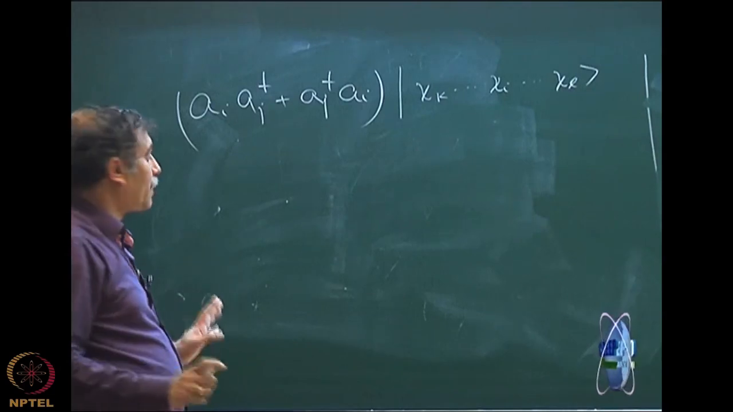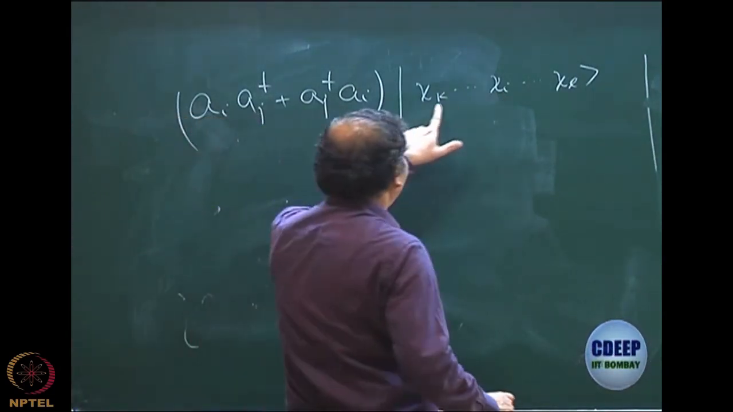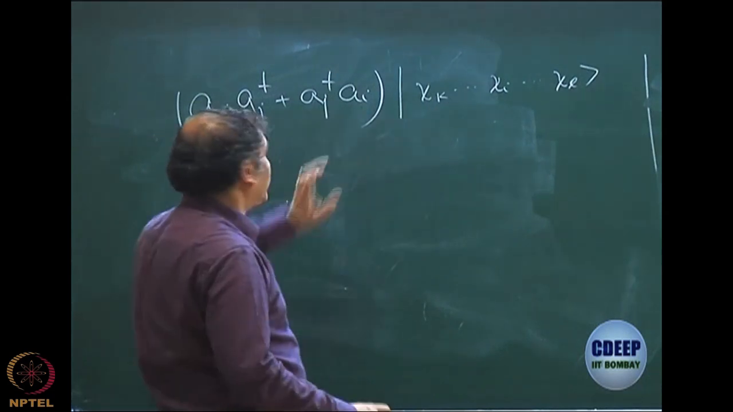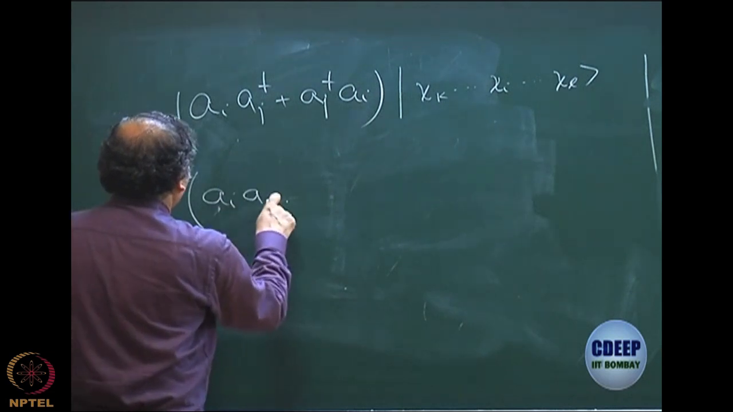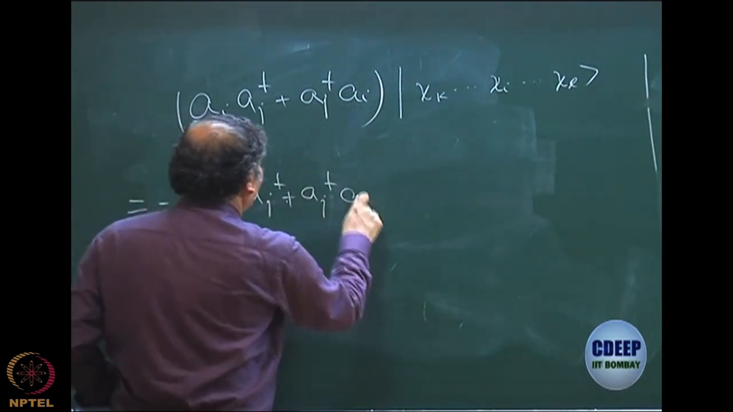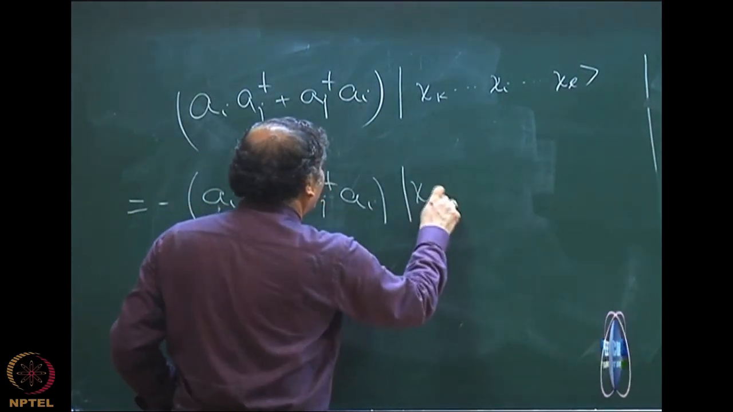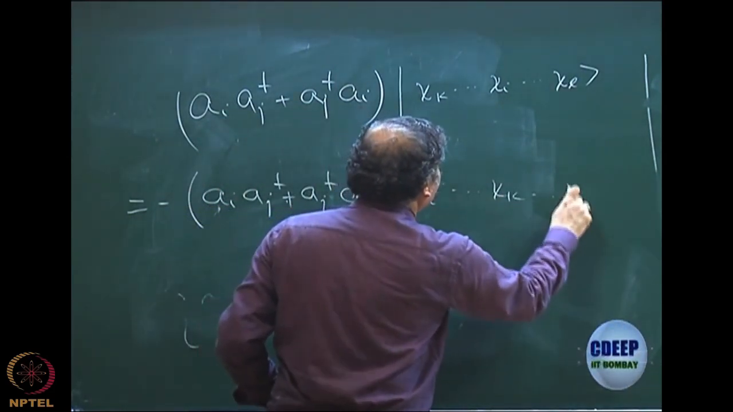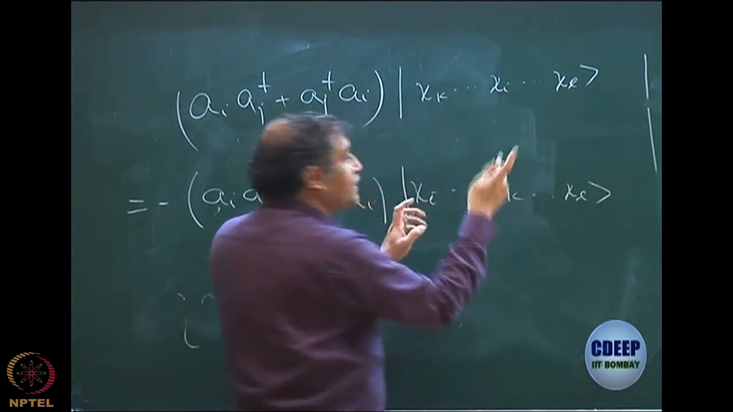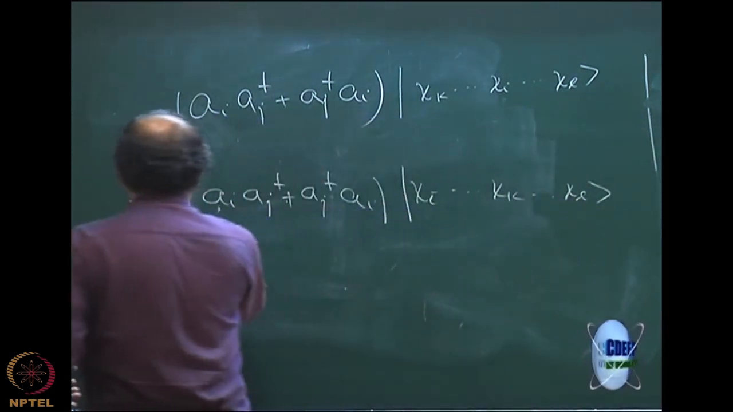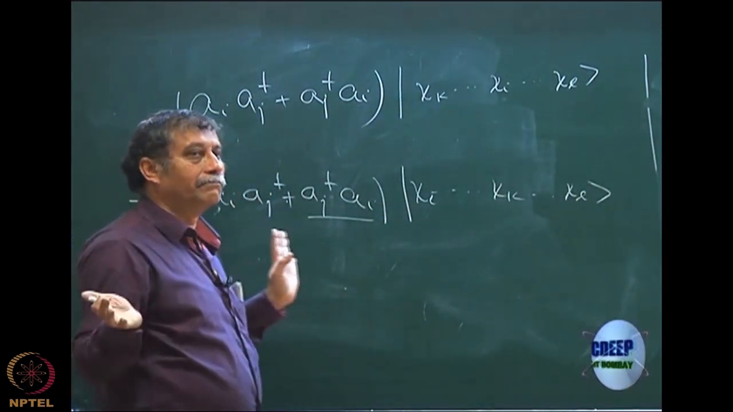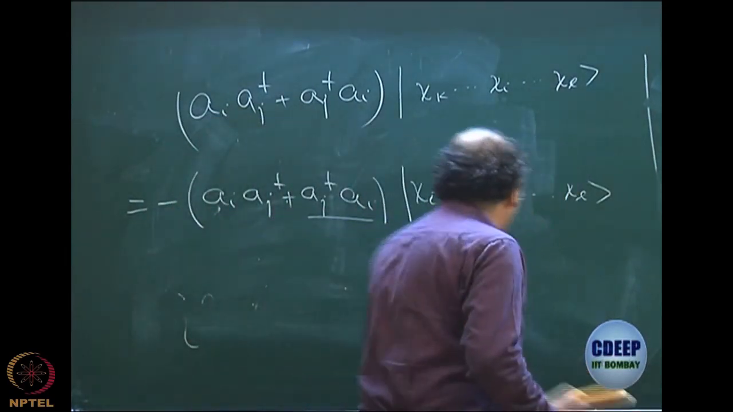Before I even start this problem, let me bring chi I here, because I know I have to do that. So let me write this as minus AI AJ dagger plus AJ dagger AI with chi I here and chi K here. So all I have done is to interchange chi I and chi K. So you don't have to bother about how many operations are there, just interchange. My whole impetus is to bring chi I right in the beginning. So now let us allow each of these operators to act and then we'll sum. And don't forget the negative sign.